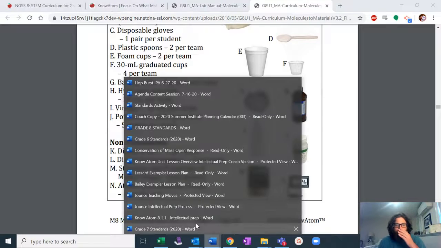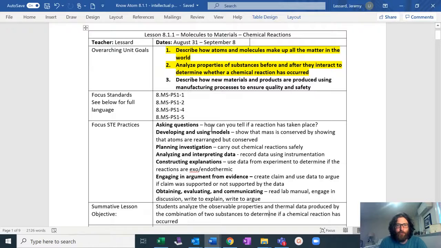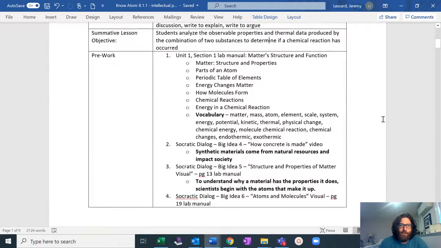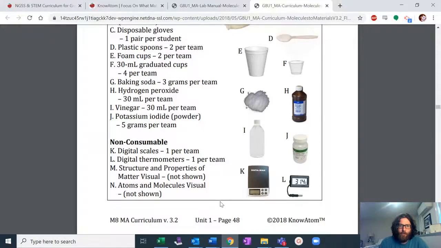So we've pulled out that objective. We've pulled out all the standards. We've pulled out all the high-level stuff that we're doing. Now let's start to zoom in. So, like I said, there's going to be pre-work. There's going to be stuff you need to do before you can achieve this objective. And KnowAtom tells you what that is.